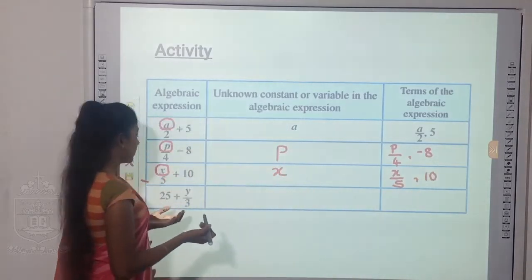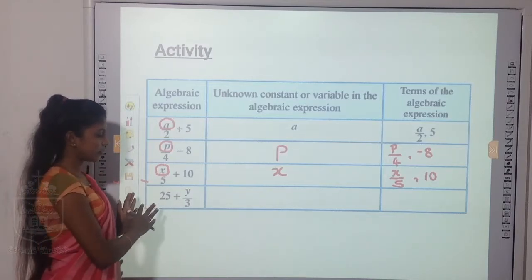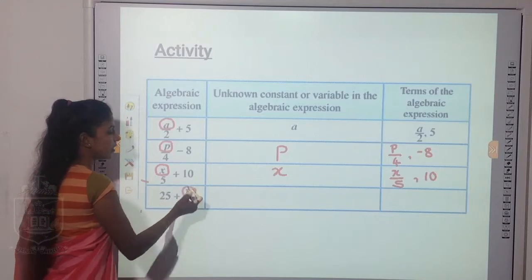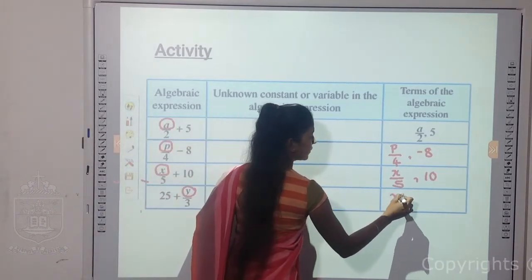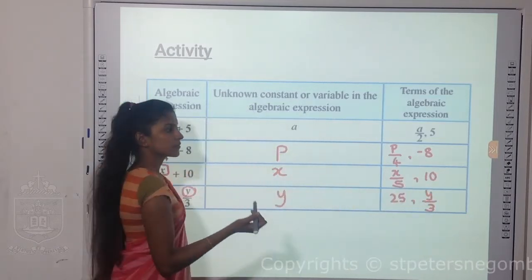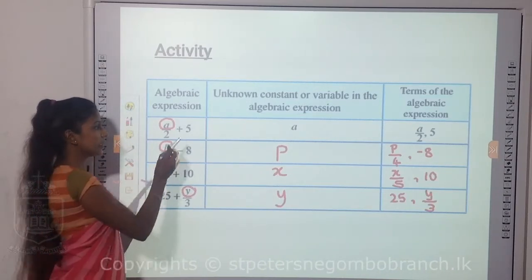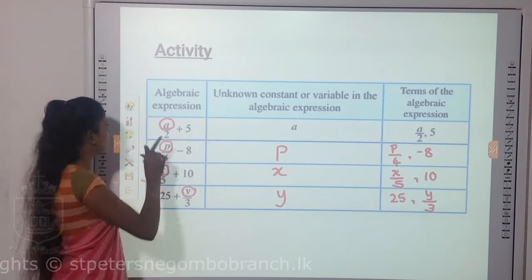Right, last one, there also you have two terms, 25 separately, and y divided by 3 separately. So the unknown is y. The two terms are 25 and y over 3. And if you look at the mathematical operation in between the terms, it will be addition, subtraction, addition, addition.